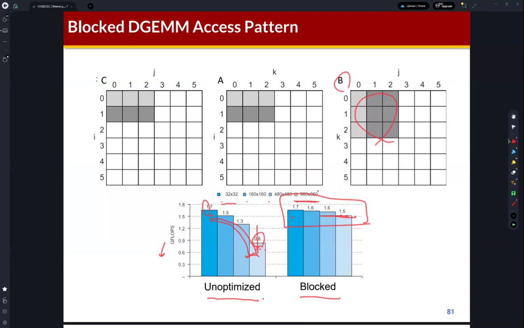We can develop algorithms. We can develop software algorithms that can utilize the cache and increase the performance of the cache. Okay, so this is the example. We can apply the blocked matrix multiplication to improve the performance and to utilize the cache more efficiently.